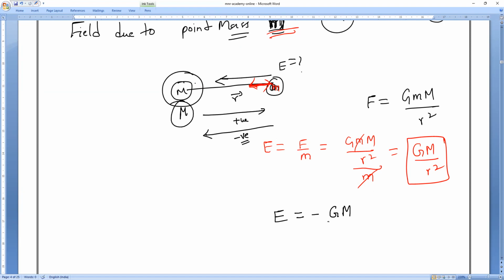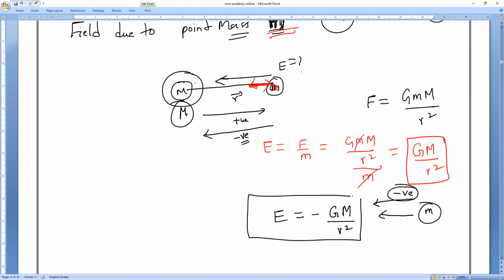So capital G into capital M divided by R square, which is acting on small m towards the capital M, is always in the opposite direction. That is why it has been taken as negative. So this is the field due to a point mass small m on capital M. That is what you have to remember.